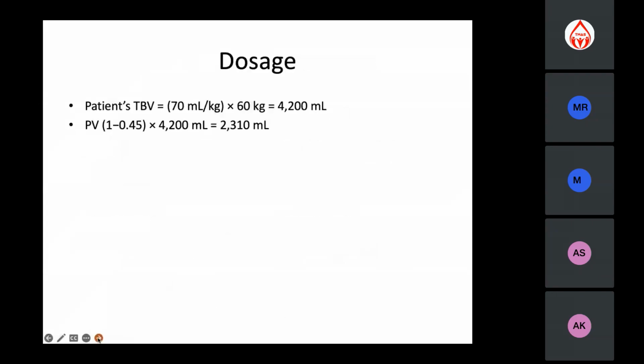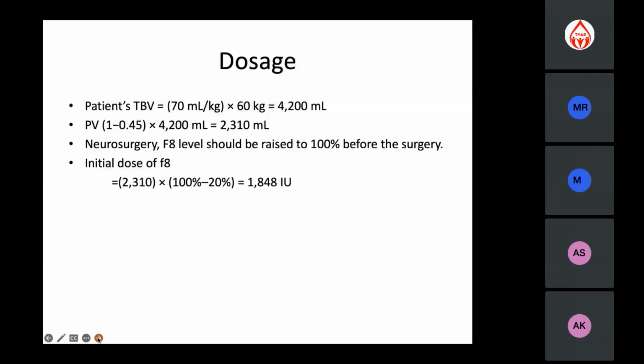So using this for our patient scenario, the patient's blood volume is estimated as 4,200 ml, and using the plasma volume method, the plasma volume is 2,310 ml. For neurosurgery, we expect our target level to be 100% before surgery. So the initial dose of factor 8 using the plasma volume method is plasma volume into 100 minus 20%, that is 1,848 international units. And the maintenance dose is half the initial dose, which is 924 international units, given at 8 to 12 hourly intervals.